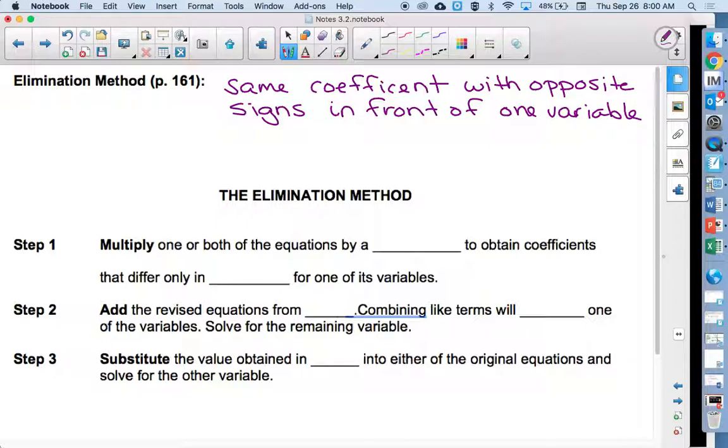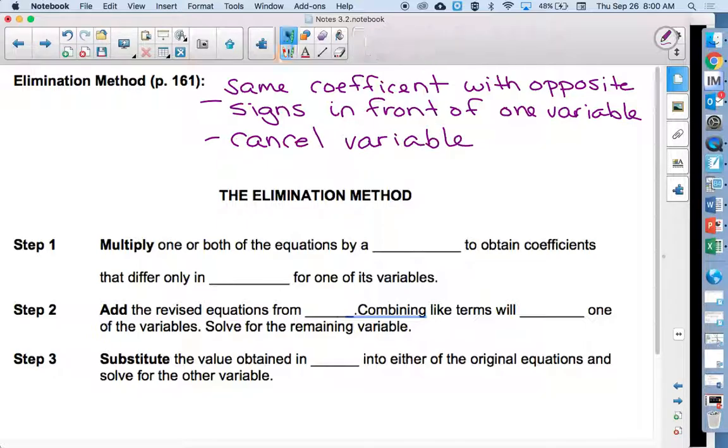So this is like the cancel method. I want a variable to cancel. So substitute, replace, eliminate, cancel. So substitute, I replace something, eliminate, we're literally canceling a variable from the problem because they have the same coefficient with opposite signs in front of it.